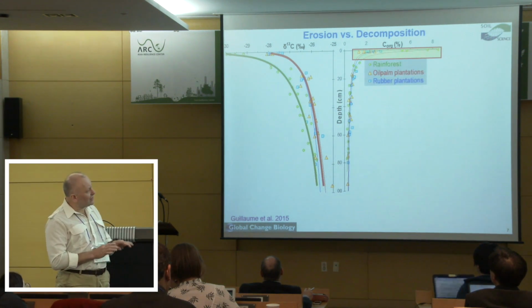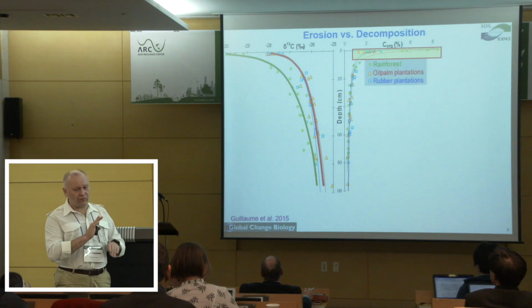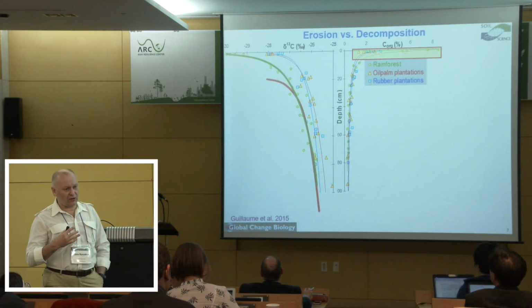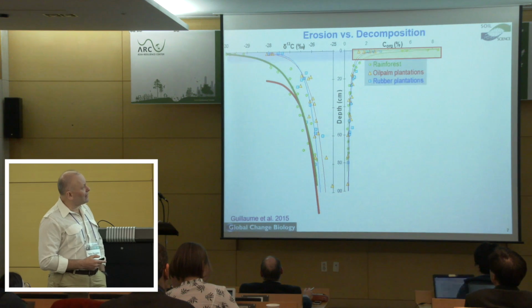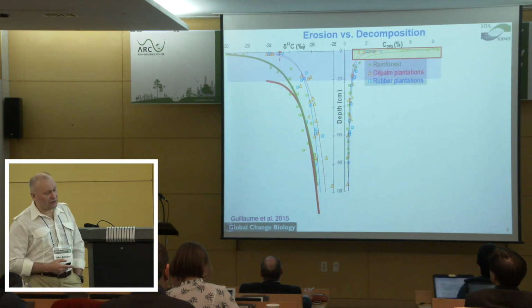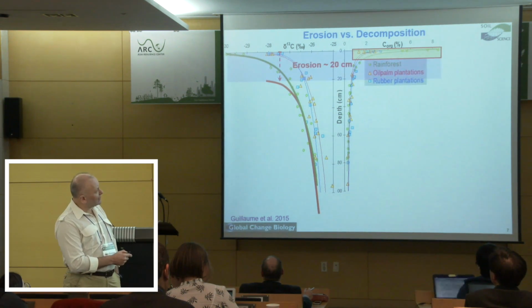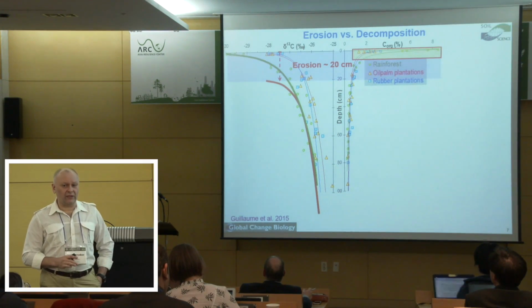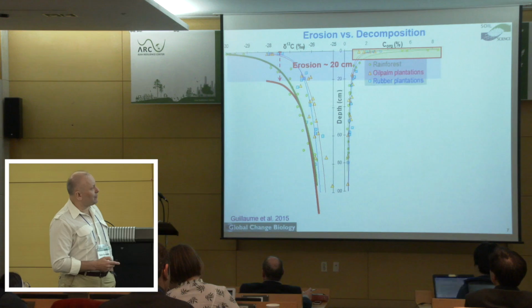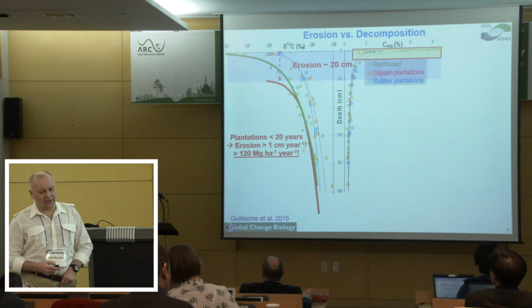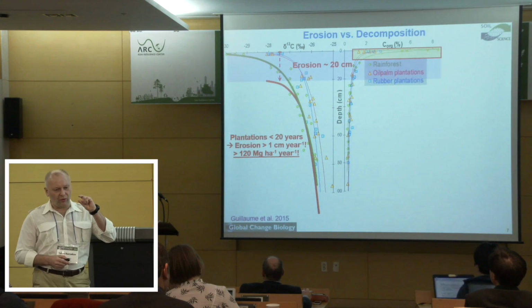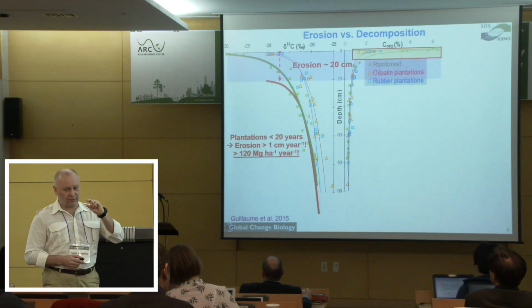And our idea was if we just move one curve against the other to the best correspondence, then we can assess the depth of the soil erosion. So we assessed 20 centimeters. What are 20 centimeters? We know that the plantations were about 17 years old. It means erosion is ongoing at more than 1 centimeter per year.